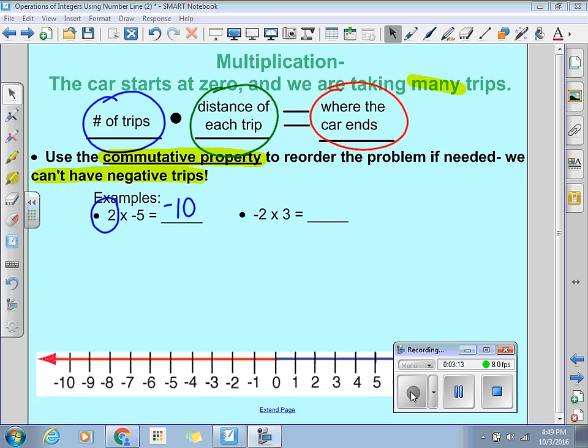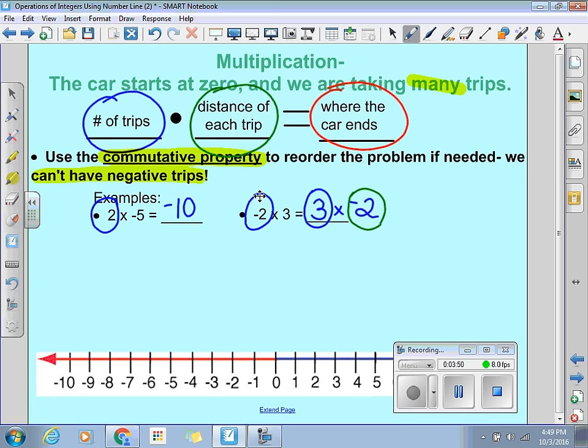Okay, now let's look at the second example. This time we have a negative 2 times 3. Now, we can't have negative numbers of trips, so we're going to have to use the commutative property, and we're going to have to rewrite the problem. So let's go ahead right now and rewrite the problem to read 3 times negative 2. So now 3 becomes the number of trips. 2 becomes the distance each trip will travel. Each little arrow will be 2 in the negative direction, and then our answer will be where the car ends.